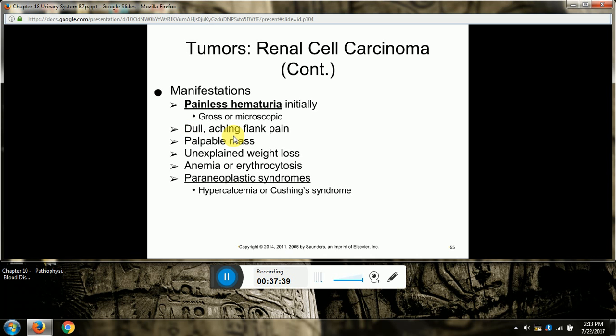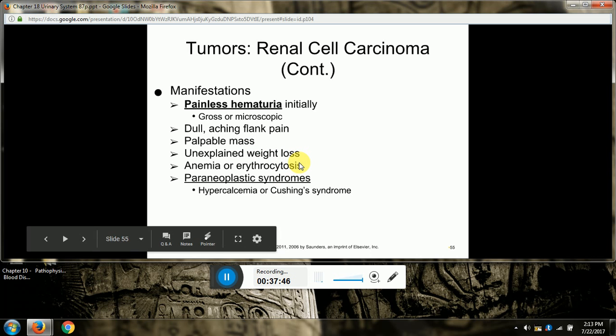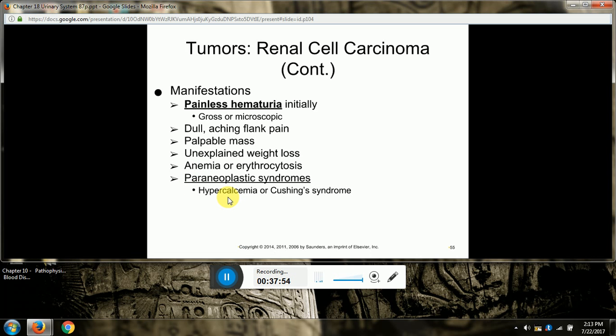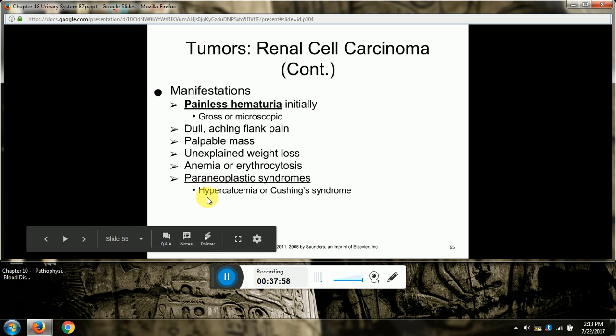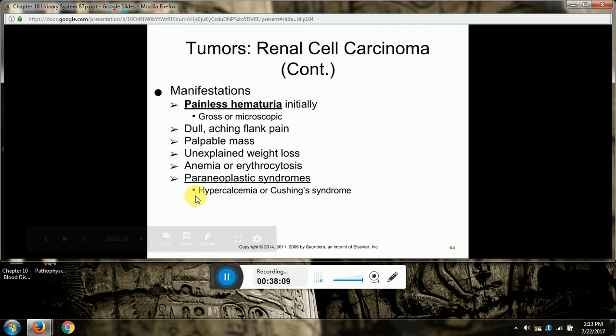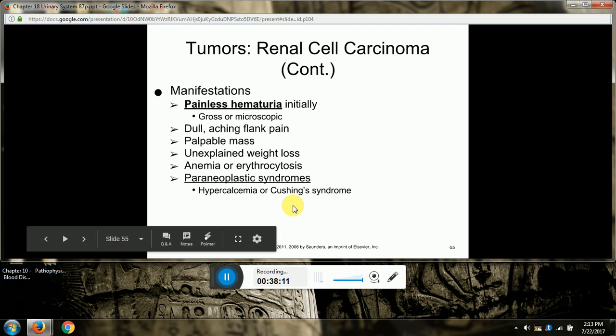There might be some dull, aching flank pain. There could be a palpable mass if the tumor is big enough. There could be unexplained weight loss, anemia, or erythrocytosis. The individual could have paraneoplastic syndrome, which means again that the tumor is making a hormone leading to systemic manifestations. So in this case, hypercalcemia or Cushing syndrome. It could be that the tumor is making parathyroid hormone, or is making cortisone, leading to hypercalcemia or Cushing syndrome.